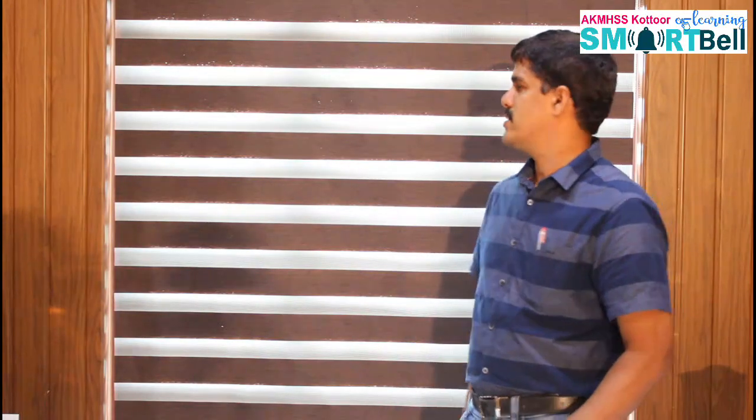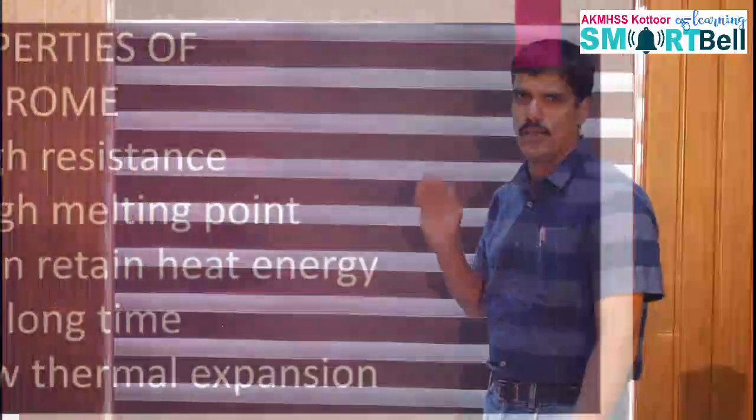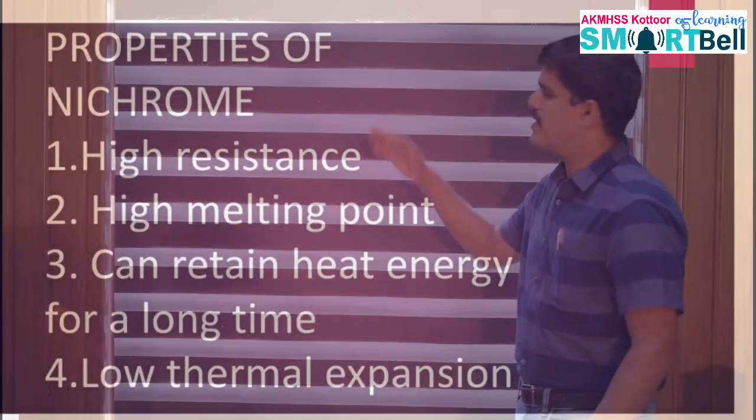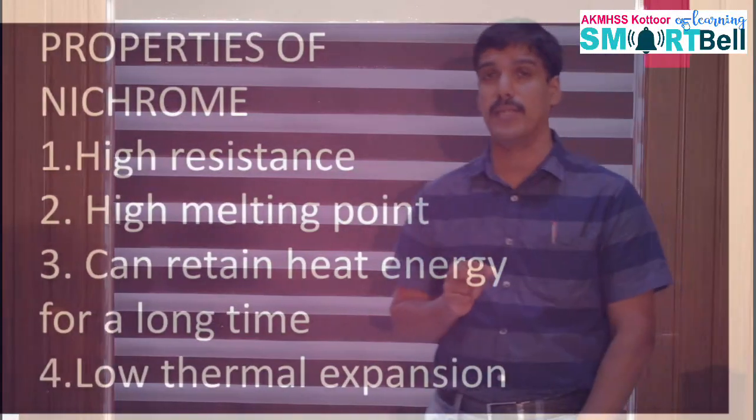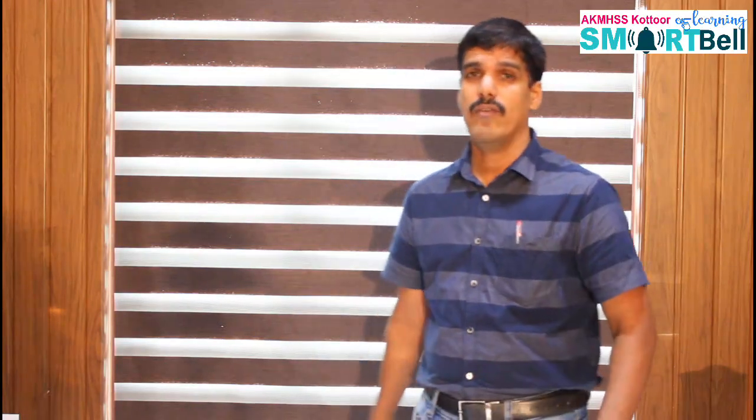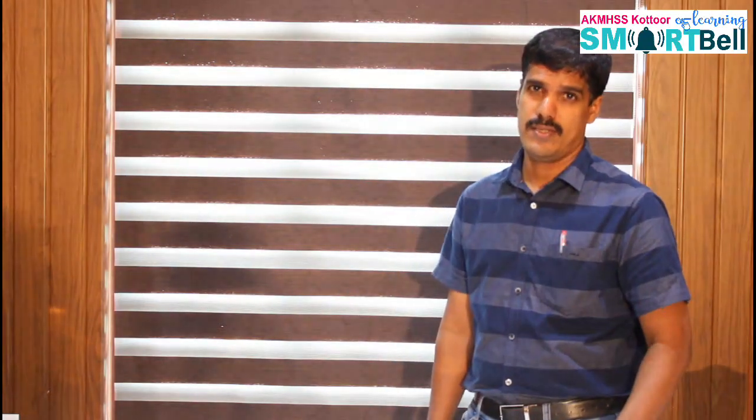Going to the second property of the nichrome alloy, nichrome has a very high melting point. It won't melt at a lower temperature. If an electric iron is working for a long time, the coil, which is made up of nichrome, won't melt easily as it has a very high melting point.